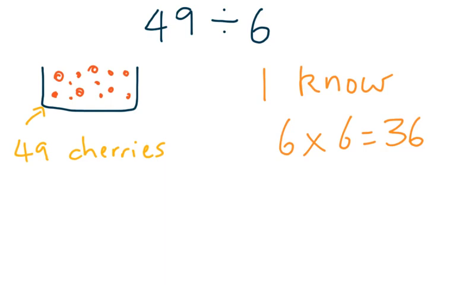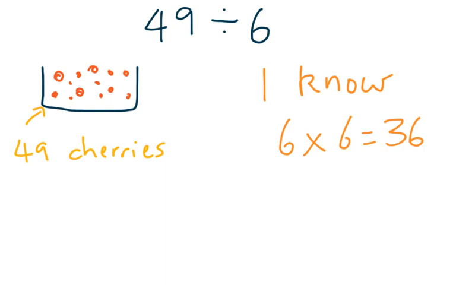If I don't know my 6 times tables or a way to come up with strategies for 6 times tables, then it's going to be really difficult to come up with divisions by 6 that are going to be helpful here. But luckily for me, I know 6 times 6 is 36. So I can use this as a way of splitting my 49 into 36 first and solving that before worrying about the rest.